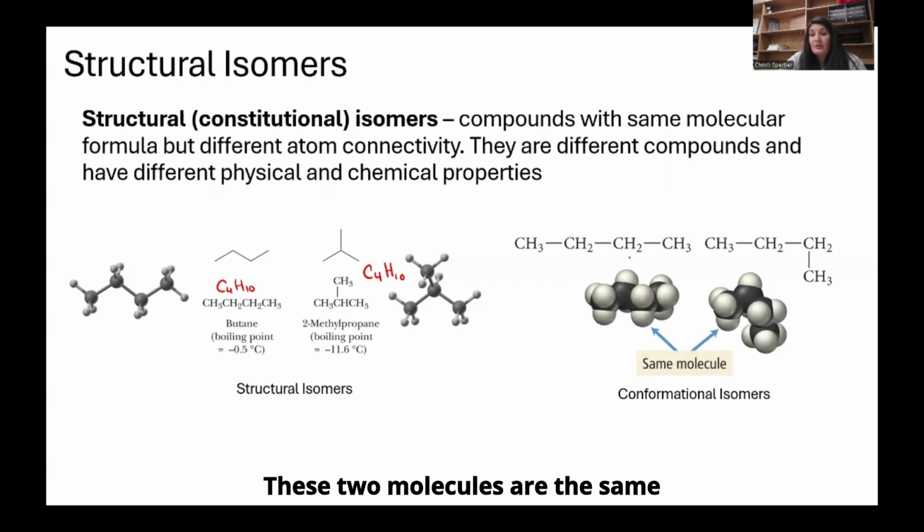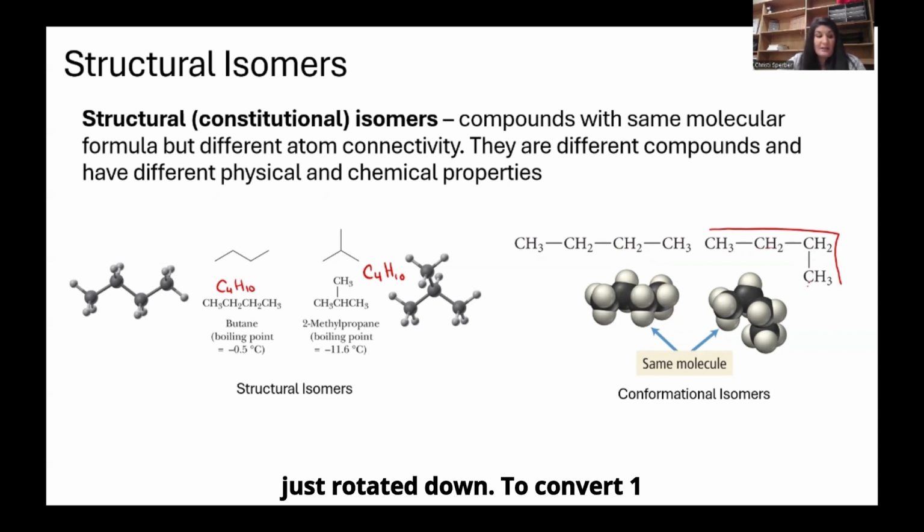These two molecules are the same molecule and they're called conformational isomers. So there's a difference between conformational isomers and structural or constitutional isomers. Conformational isomers are the same molecule, just with a rotation of a bond. So this is a 4-carbon chain, all single bonded together. Over here, it's a 4-carbon chain, but this 4th carbon is just rotated downwards. It's not a branch to another carbon. It's still bonded to this 3rd carbon.